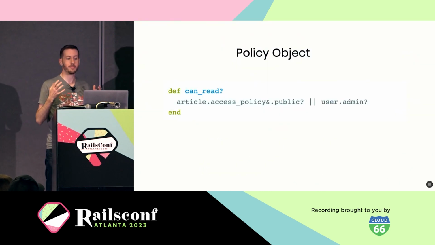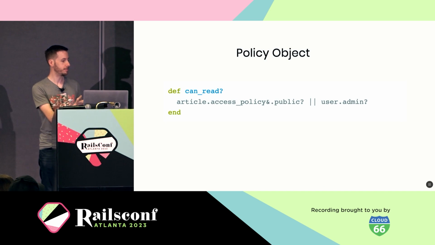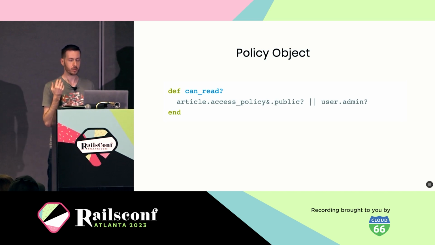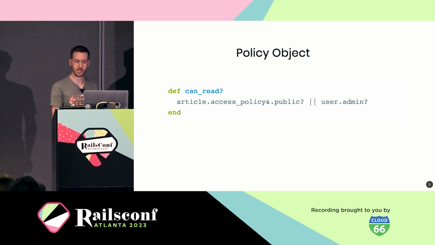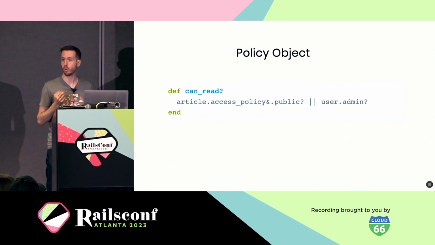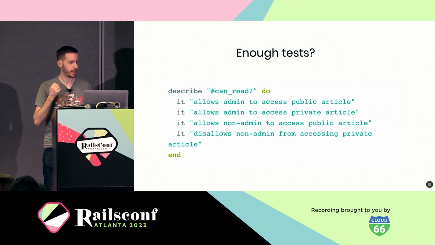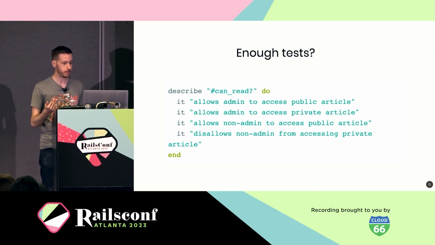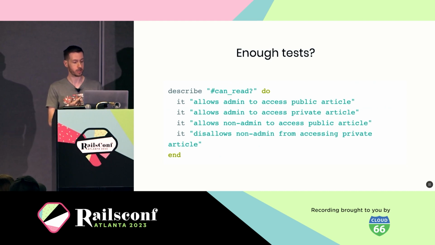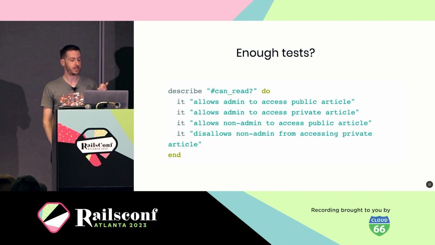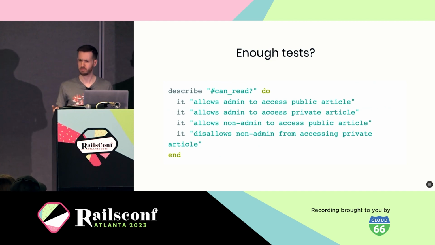So let's say we have, again, a policy object. It has a can-read method here. And it says that you can read this article if the article has a public access policy or if the user is an admin. And we've written 4 tests to cover this. It allows an admin to access a public article. It allows an admin to access a private article. It allows a non-admin to access a public article. And it disallows non-admins from accessing private articles. So, sounds like we've covered most of the cases, right?